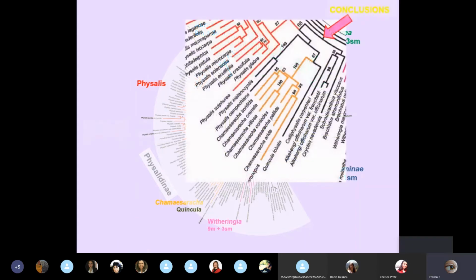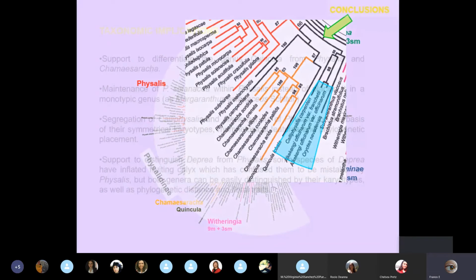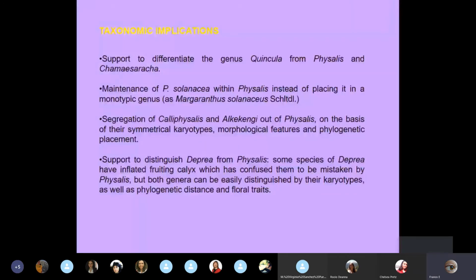So the most parsimonious explanation for this situation is that large chromosome rearrangements would have occurred when the common ancestor of the PCQ separated from the ancestor that gave rise to the clade formed by Calophysalis, Alkekenji, and Oryctis, this latter retaining symmetrical karyotypes. This is another argument that supports the segregation of these three genera outside of Physalis where they were previously assigned. So our results have taxonomic implications.